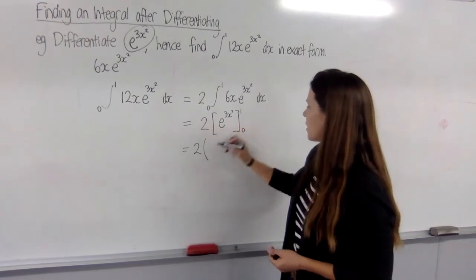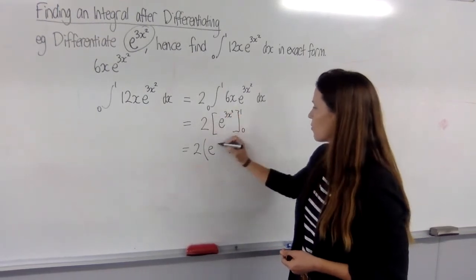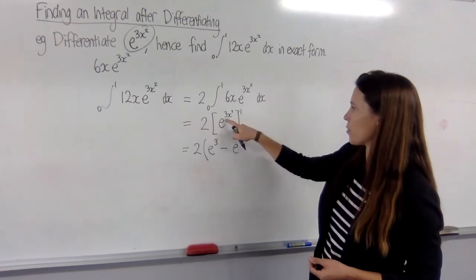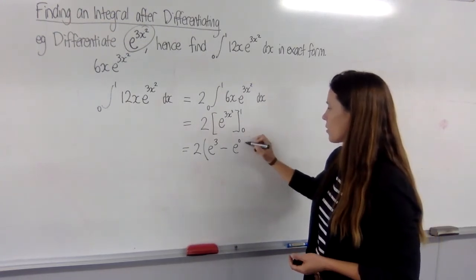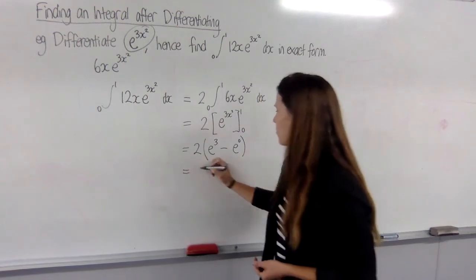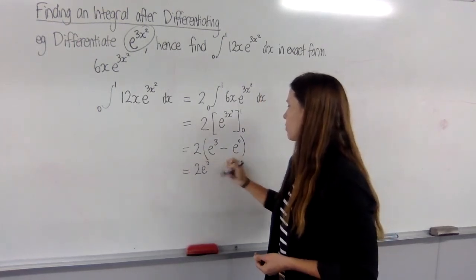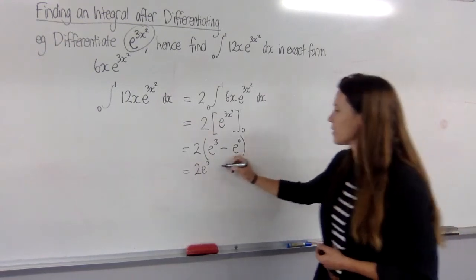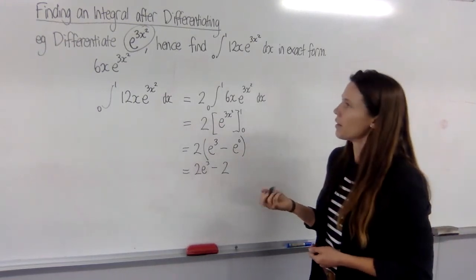So I'm going to get e to the power of 3 lots of 1, that's 3, minus e to the power of 3 lots of 0, which is 0. So that's going to give me 2e cubed, and 2 lots of, well this part's 1, isn't it? So minus 2, and that's my answer.